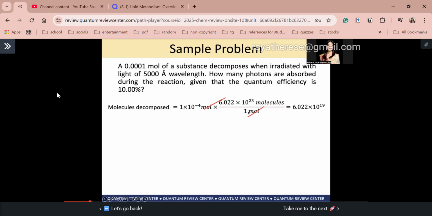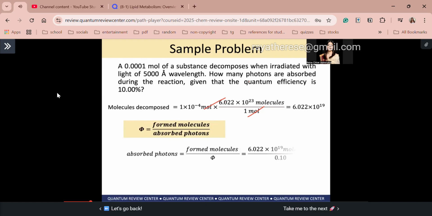Now, we can calculate the number of absorbed photons through the equation for the quantum yield. Quantum yield is equal to molecules divided by absorbed photons. So absorbed photons is equal to the molecules divided by the quantum yield. So 6.022 times 10 to the power of 19 molecules divided by 0.10. Okay, guys, that should be 0.10. Kindly correct this in your manual. Again, it should be 0.10, so apologies guys for the correction. It should be 0.10 because your quantum efficiency is 10%. Therefore, the quantum yield should be 0.10.